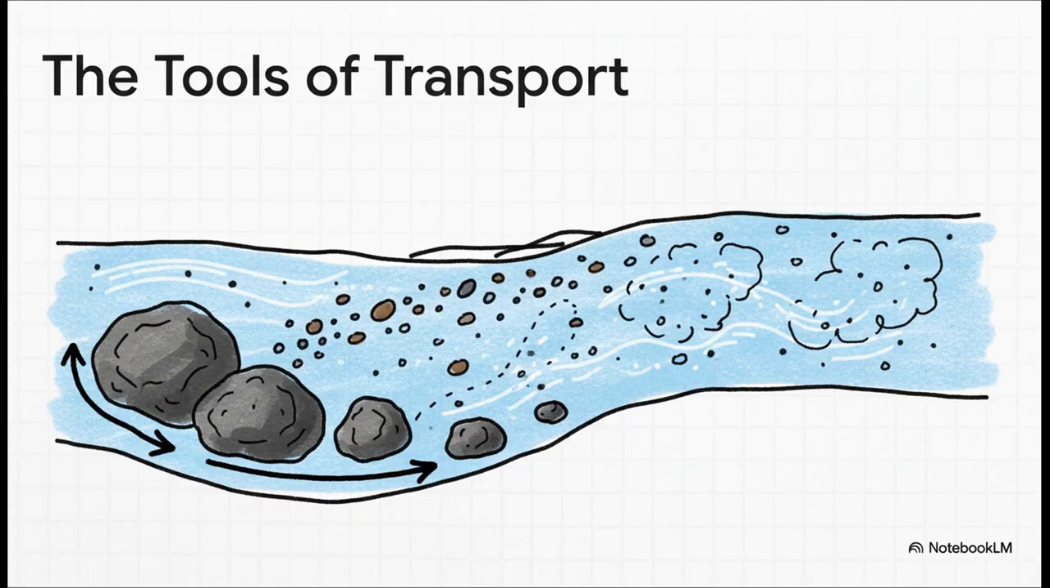It's got to move it. The biggest, heaviest boulders just get rolled along the bottom. That's called traction. Smaller pebbles and gravel kind of bounce and skip along in a process called saltation. The really fine stuff, like silt and clay, just gets held up in the water itself. That's suspension, and it's what gives a lot of rivers that muddy color. And of course, all that dissolved rock is carried along invisibly in solution.